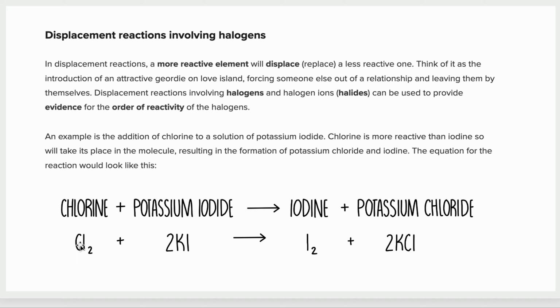Remember, if the free element is more reactive than the one combined, then this element will kick out the one that is bonded, and will form the free element right here with the 2, and then it will form here the salt. That is the displacement reaction with the halogens.